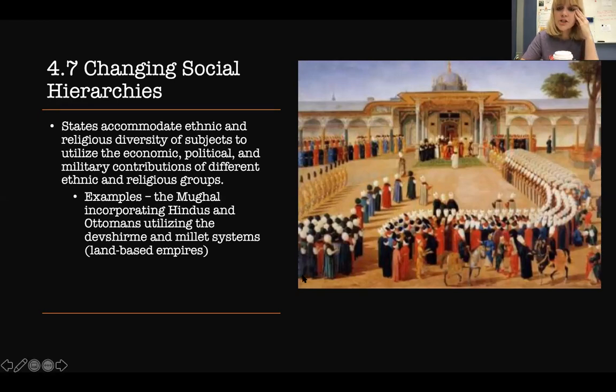But this is also going to change social hierarchies. All of a sudden, you're going to have Hindus, who used to be at the bottom, rising up in the ranks of the Mughal Empire because of this inclusivity. Same thing you see in the Ottoman Empire. White Christian boys are going to move up in the ranks of the Ottoman Empire because of this inclusivity.